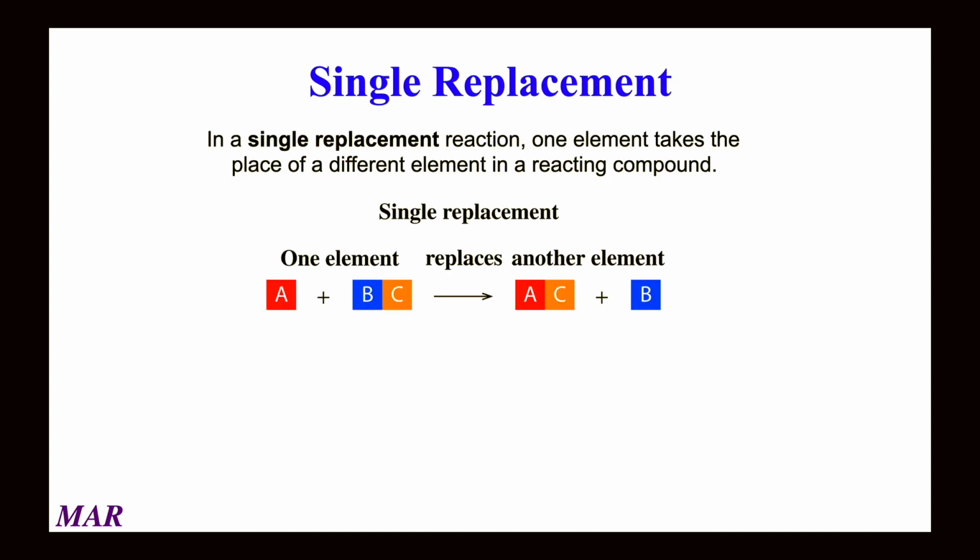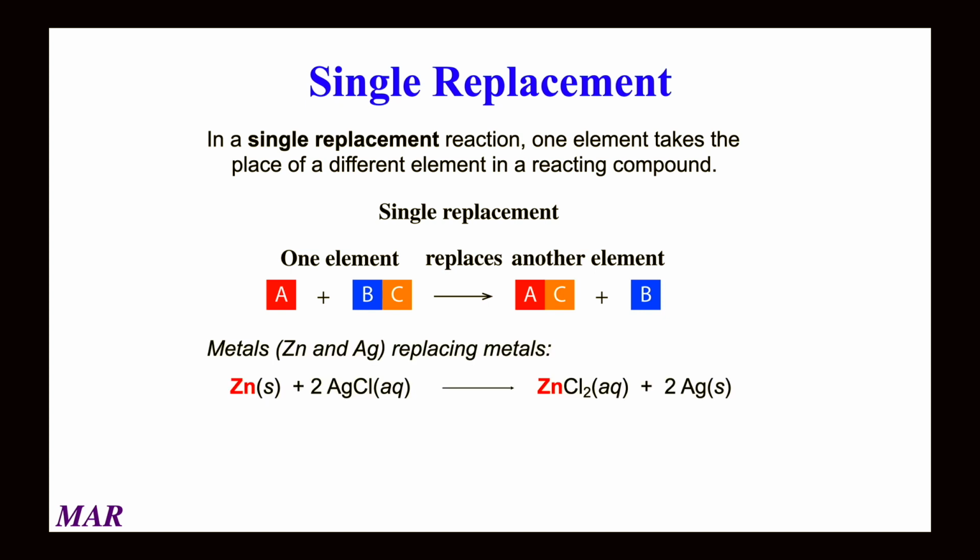Here's a little picture version of it. A plus BC goes to AC plus B. And in this problem, A and B are the metals, C is the nonmetal, etc. You get the idea. Here's an actual example of metals trading places. So zinc reacts with silver chloride to make zinc(II) chloride and silver. What's happening here, zinc and silver, both metals, they're going to do the dance. Zinc's going to start dancing with chloride and silver will be by itself.